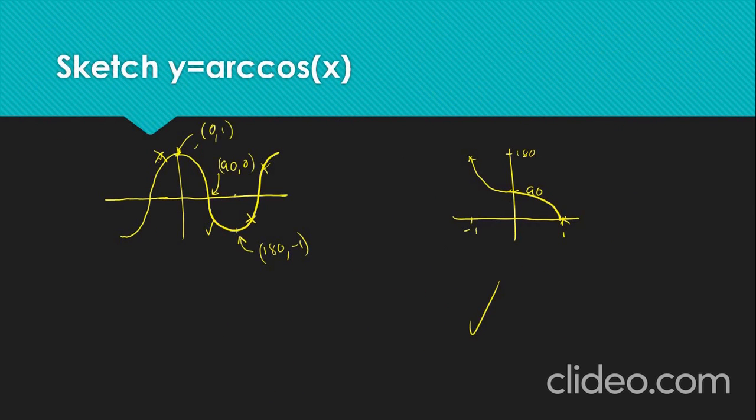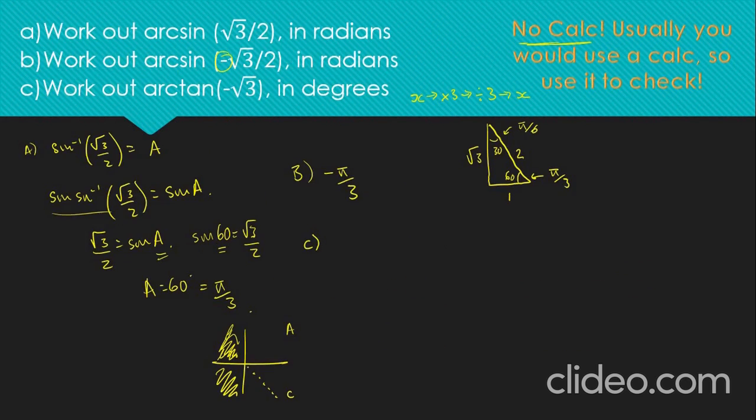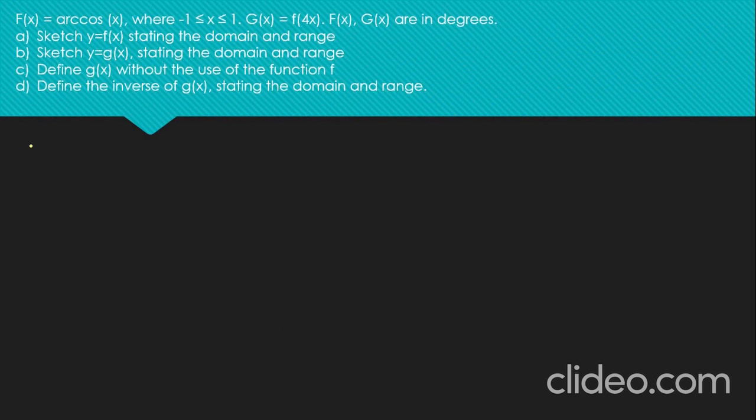Arc cos was that one. From -1 to 1 across and then up to 180. So I'm just going to cheat and take that one there, which went from 1 to -1. We had 90 and we had 180, and we had that there.